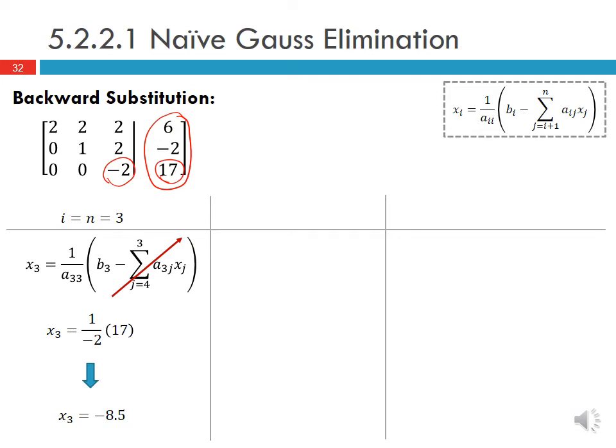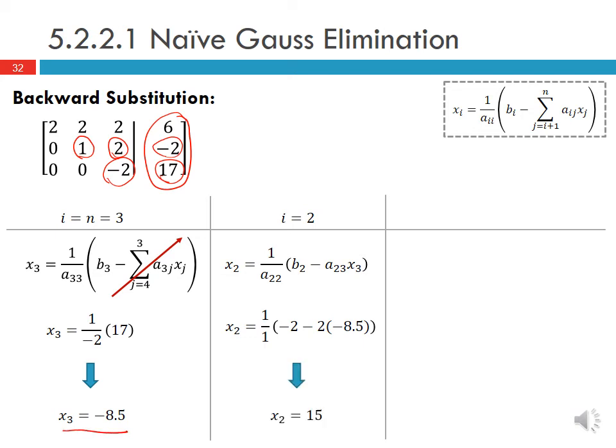And then I change my i by decreasing it by 1, so i is equal to 2, and I can use the expression here. When I plug my values into the expression, I get x2 is 1 over a22 times b2 minus a23 x3. So x2 is going to be 1 over a22, which is this value here, times b2, which is minus 2, minus a23, which is this, times x3. Then I use my x3 from here in this equation, and I get that x2 is equal to 15.